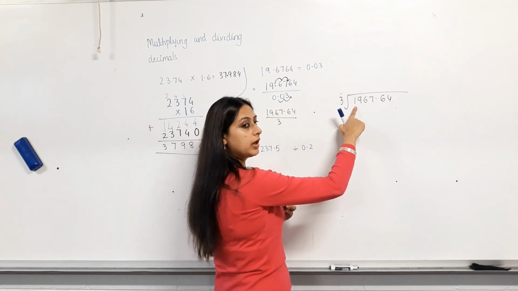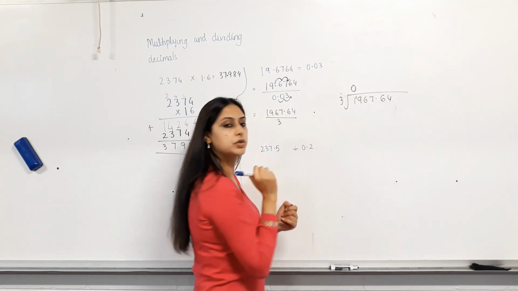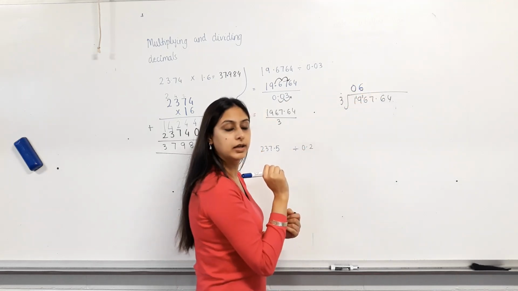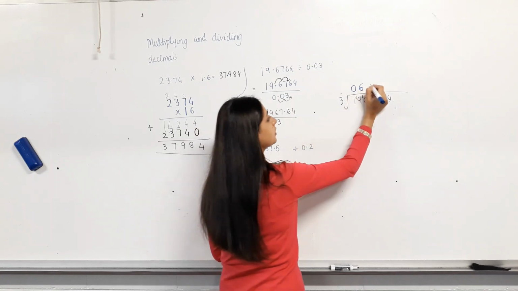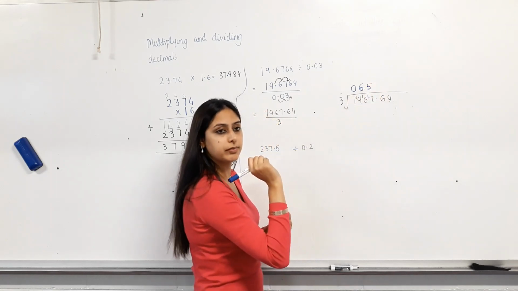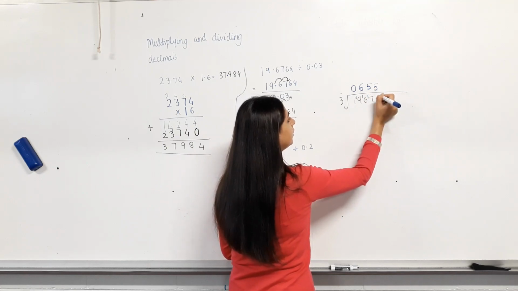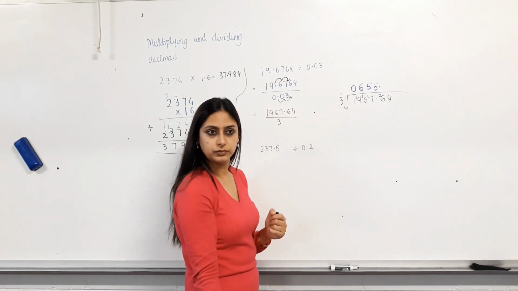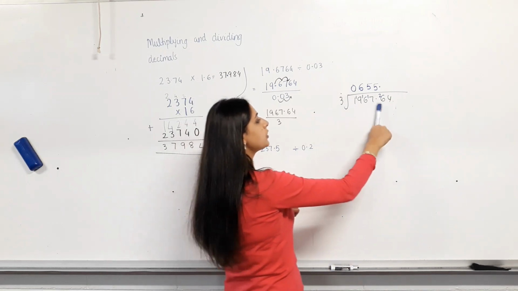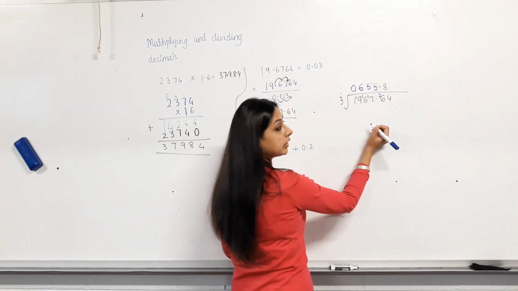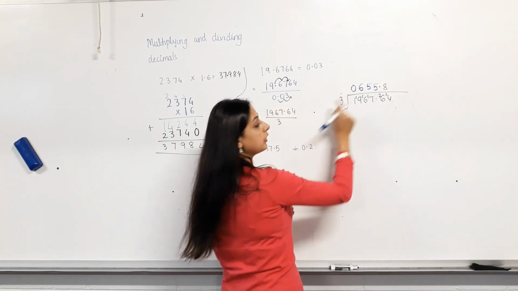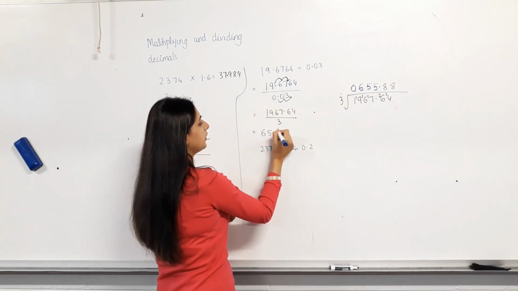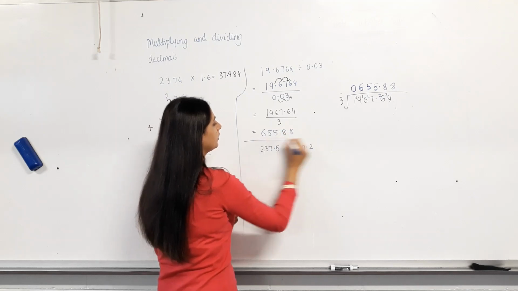3 goes into 1 how many times? 0. 3 goes into 19 how many times? 6. 3 times 6 is 18, remainder 1. 3 goes into 16, 5 times, remainder 1. 3 goes into 17, 5, remainder 2. Now, I have a decimal here. I line it up. Put a decimal in the quotient as well. 3 goes into 26 how many times? 3 times 8 is 24. Remainder 2. 3 times what is 24? 8. So this is your answer. 655.88.